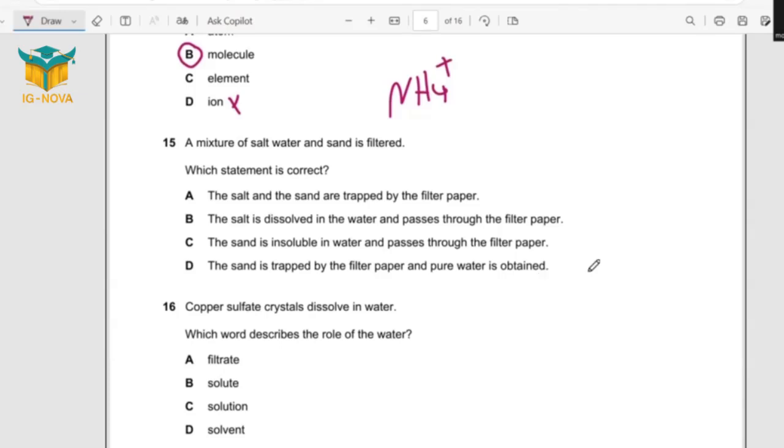A mixture of salt, water and sand is to be filtered. Which statement is okay? Don't forget that salt water is aqueous, water soluble, and sand is not water soluble. The salt and the sand are trapped by the filter paper. Wrong. Only sand. The salt is dissolved in water and passes through the filter paper. The sand is soluble in water and passes through the filter paper. Wrong. It will be a residue. The sand is trapped by the filter paper and pure water is obtained. This is wrong because there is no pure water, it will be salt solution. Don't forget that residue is a leftover and filtrate is a solution or liquid that can go through filter paper. So option B.